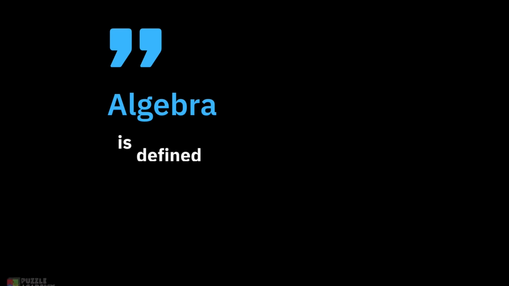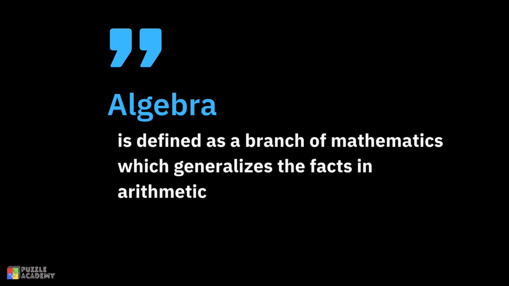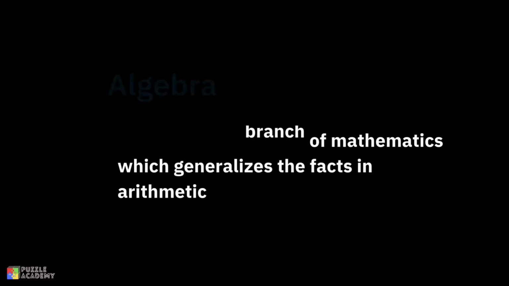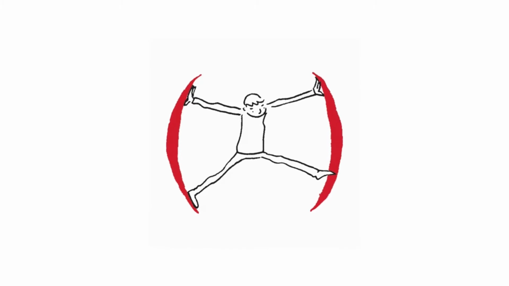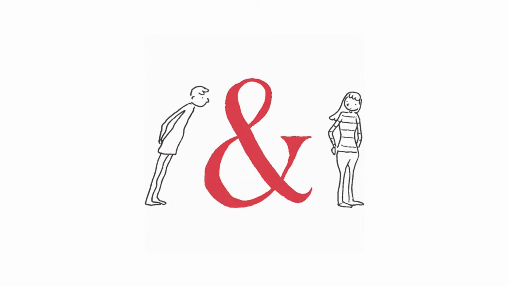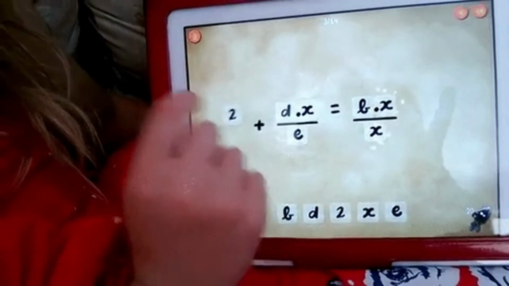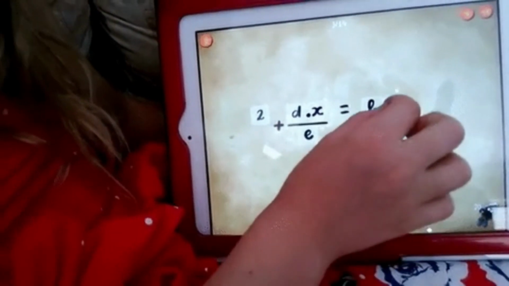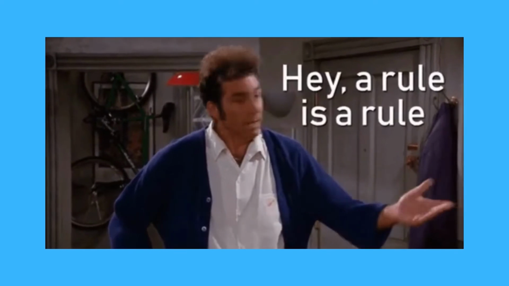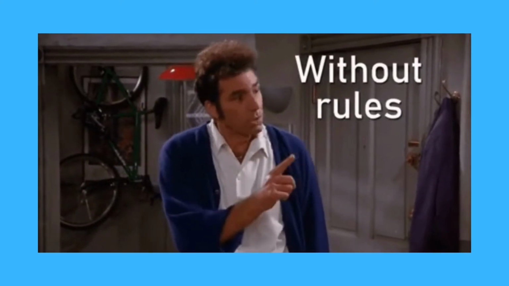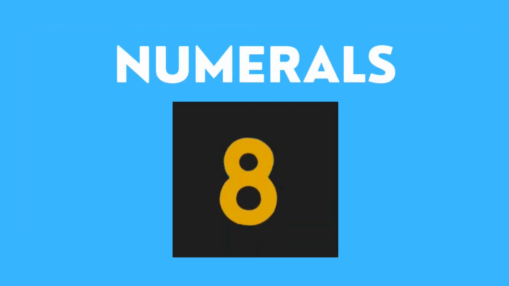As we go on, algebra is defined as a branch of mathematics which generalizes the facts in arithmetic. In a spoken language, letters and punctuation are used to create words and phrases. In the language of algebra, letters along with numbers and operation symbols are used to create expressions. We shall begin by learning how to translate some of the rules in arithmetic and words into the language of algebra. The language of algebra is composed of the following.